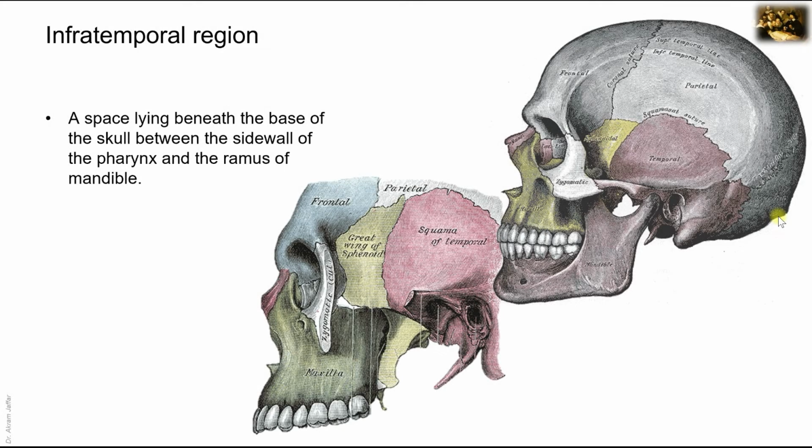Now let's move to the infratemporal fossa, and to start with, let's define the infratemporal region. It is the space that lies beneath the base of the skull. It is located between the side wall of the pharynx. In fact, if we add the muscles here, we will have the superior constrictor muscle of the pharynx located at this level. And so it lies between the side wall of the pharynx and the ramus of the mandible. This part of the mandible has been removed so that we can access the infratemporal region.